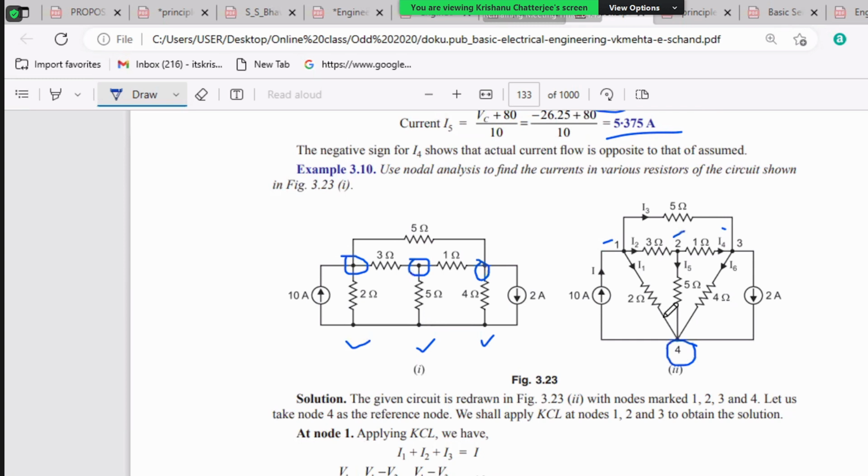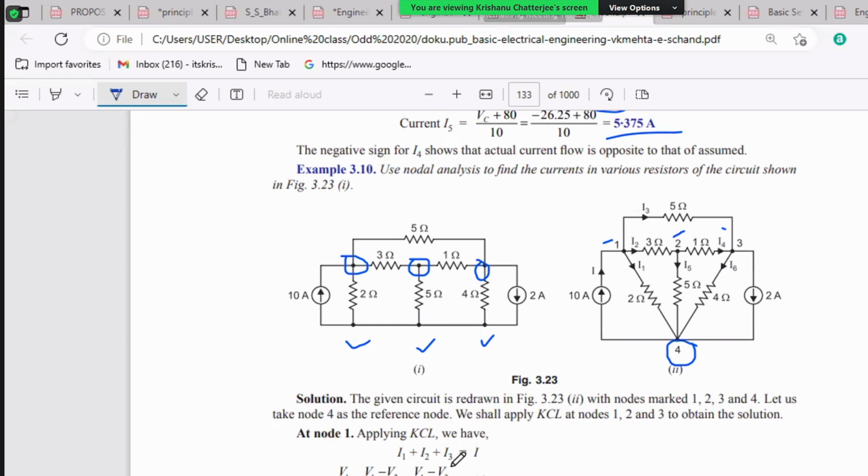Now I1 is going here, I2 is here, I3 is here, I5 is here, I6 is here, I4 is here. This is 2 ampere, this is 10 ampere. There is no voltage source. Simple thing, node 1, node 2, node 3. There are three nodes, three equations. For node 1, I is coming in, and I1, I2, I3 are going out. So I equals I1 plus I2 plus I3.